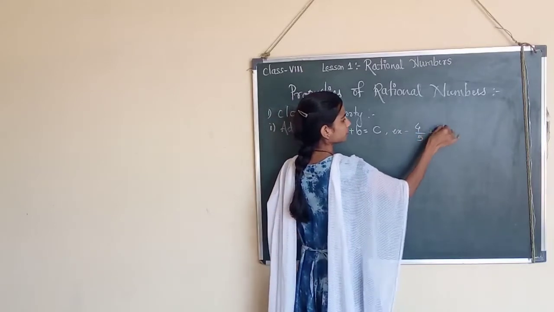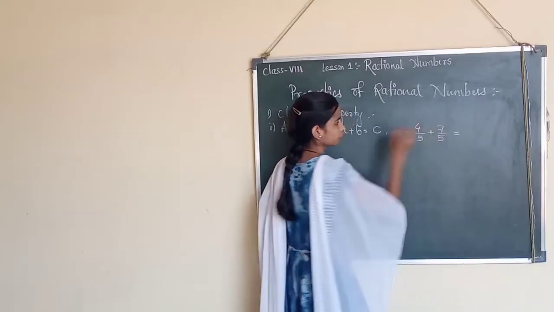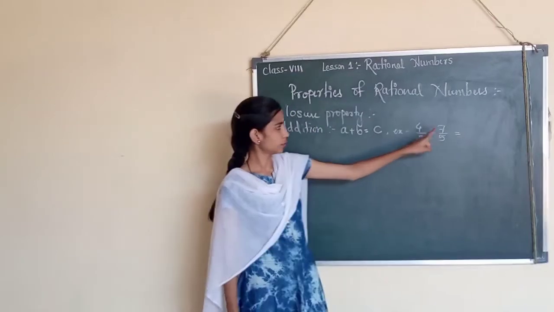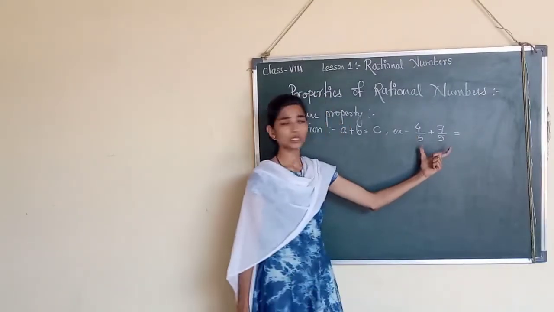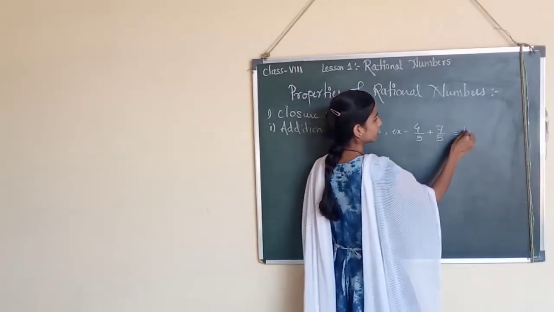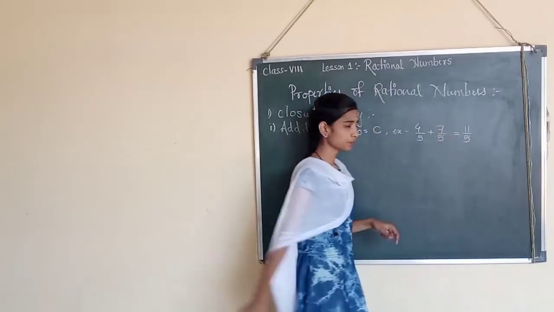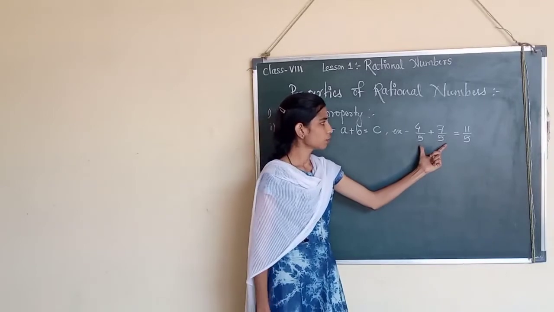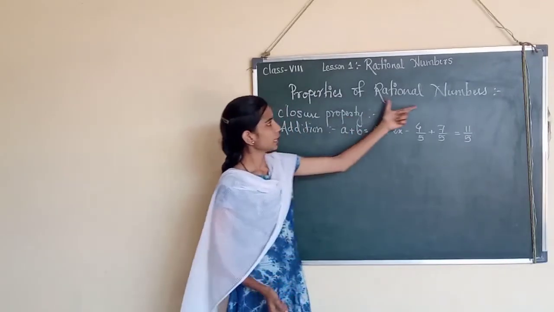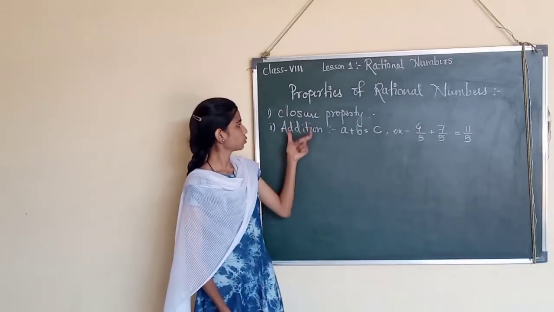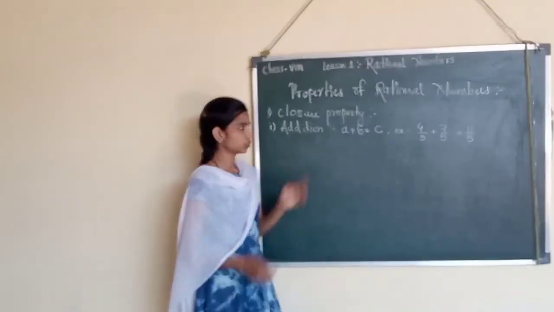So we'll see one example. 4 by 5 plus 7 by 5. 4 by 5 is a rational number and 7 by 5 is a rational number. When you take the sum of these two rational numbers, it will be 11 by 5. So what we can say, the sum of two rational numbers will be a rational number. It means that rational numbers are closed under addition.